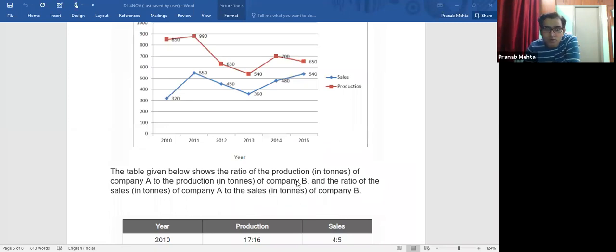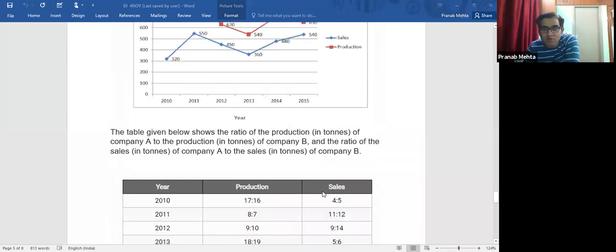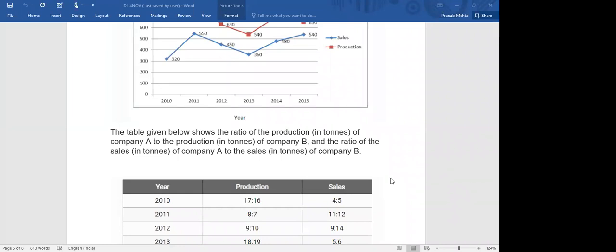Okay. So the table given below shows the ratio of the production of company A to the production of company B, and the ratio of the sales of company A to the sales of company B. Can you just check it out? Read it once and see if you have understood the data. I'm not asking you to solve, I'm just asking you to read and see whether you have understood the data or not. Yes, sir. All of you, please check it out.